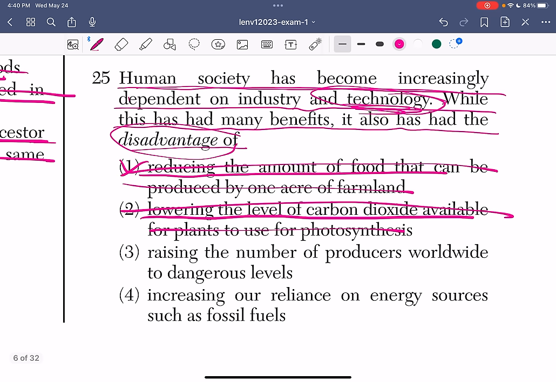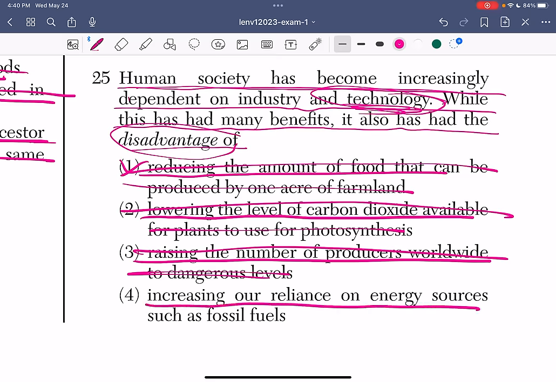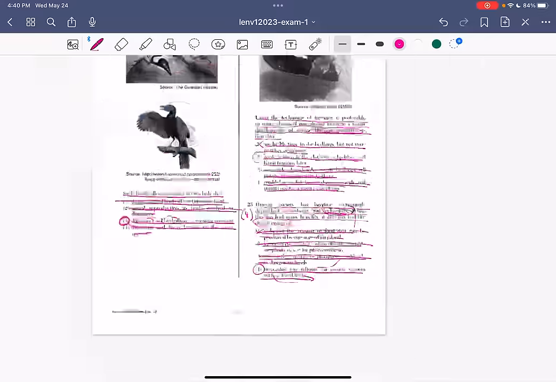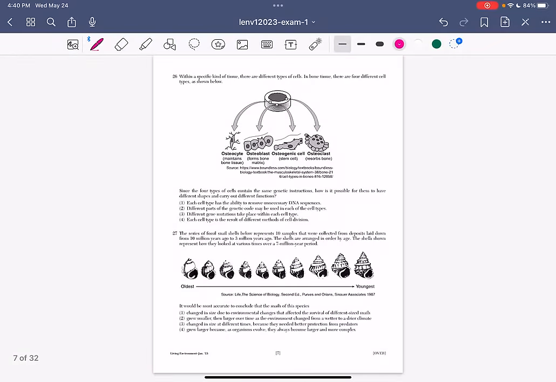Okay. Raising the number of producers? No, this doesn't affect living things in that way. Increasing our reliance on energy sources such as fossil fuels? Yes, if we're using a lot of technology, we're using fossil fuels. So 25 is choice 4. We're getting closer to the end.